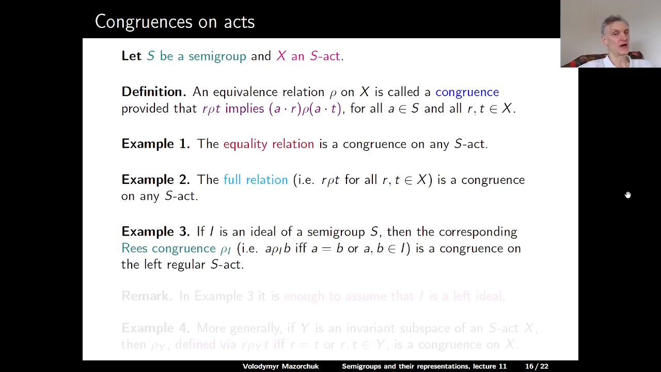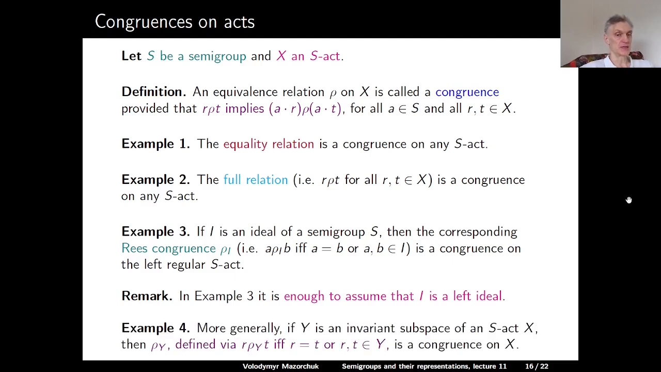Example 3, if I is an ideal of a semigroup S, then the corresponding Rees congruence ρ_I: two elements are equivalent if and only if they are equal or they both belong to I. So we have singleton equivalence classes together with I as a unique non-singleton equivalence class. This is also a congruence on the left regular S-act. So any Rees congruence is a congruence on the left regular S-act. And in fact, one can weaken the assumption. One doesn't need to assume that I is an ideal. It's enough to assume that I is a left ideal of a semigroup for this to be true.